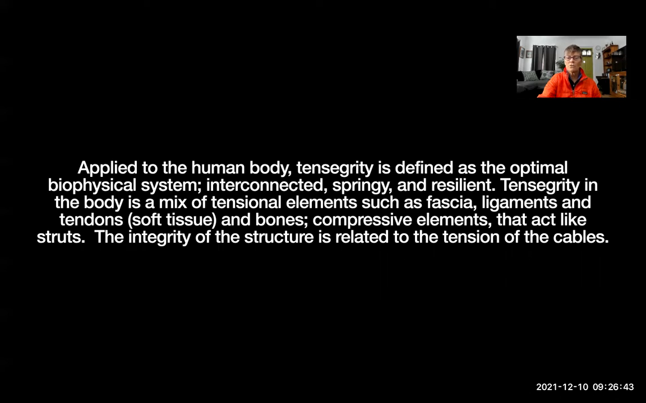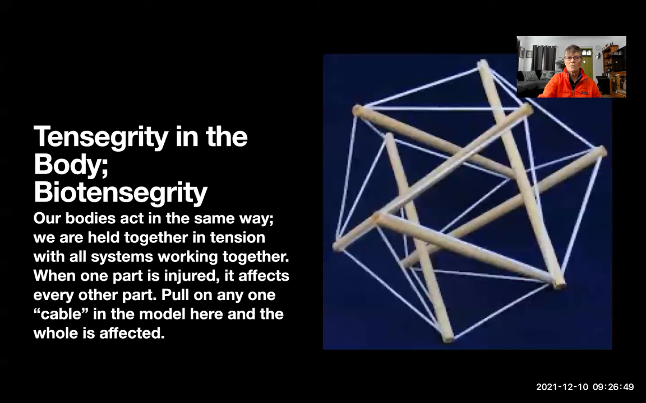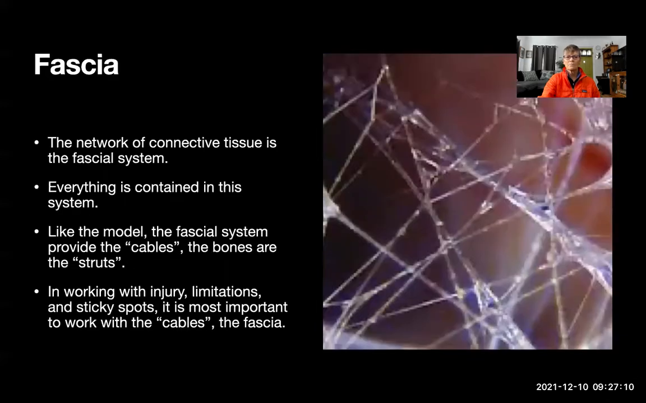The integrity of the structure is related to the tension of the cables. The cables are the fascia, ligaments, and tendons. So our bodies act in the same way. We are held together in tension with all systems working together. When one part is injured or affected, it affects every other part. So if you were to pull on any one of these strings in the model, any one of the cables, the whole model would be affected. It would move.